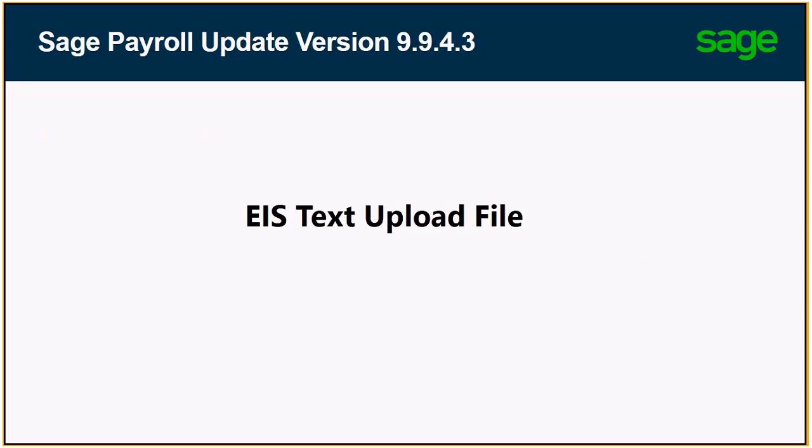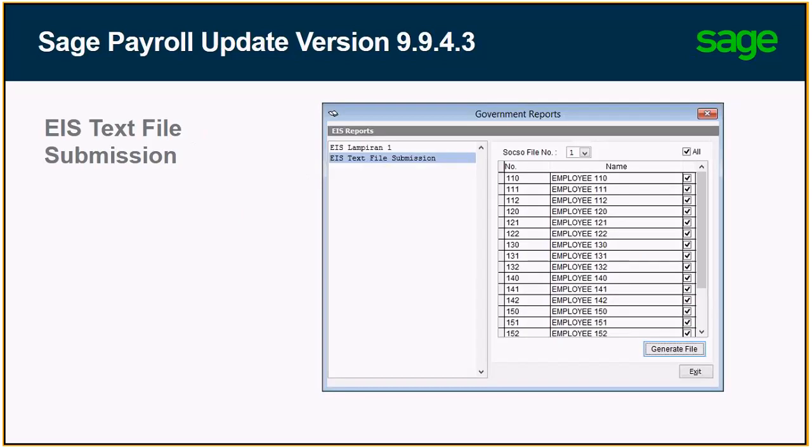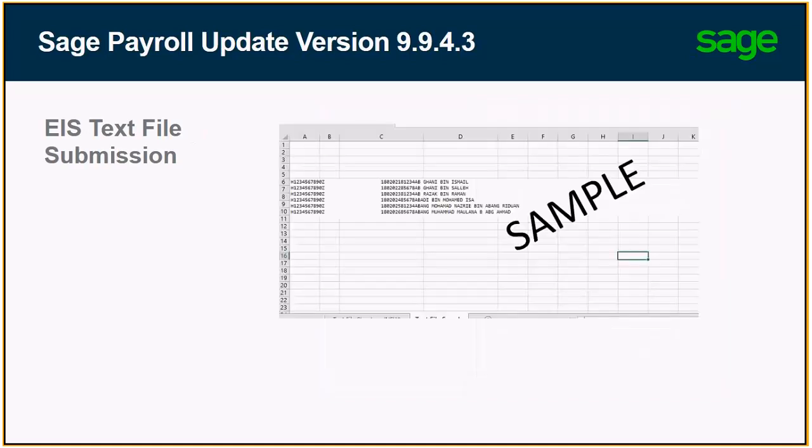Next will be the EIS text upload file. This is the latest one. So you could upload the monthly contribution information into the EIS portal. This is text file submission. It's in the same place called government reports, EIS text file submission. Upon generating, it will help you generate a text file, a CSV format, something like this, which you can use to upload into the EIS portal. It's not the ASSIST portal, but the EIS portal.